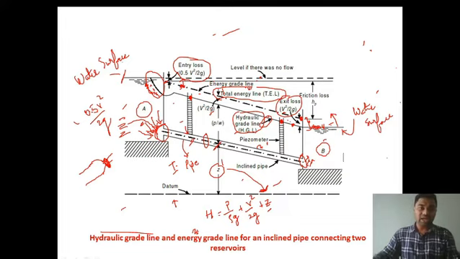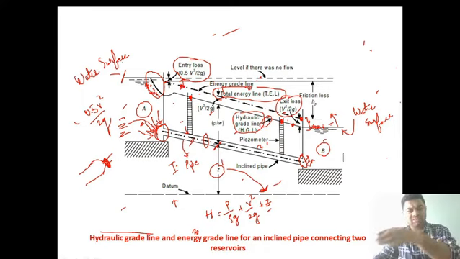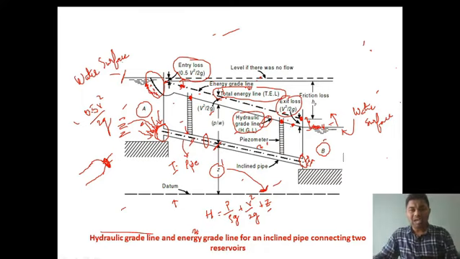At reservoir A, the total energy line falls below the water surface, whereas when we come to reservoir B, it gets raised.